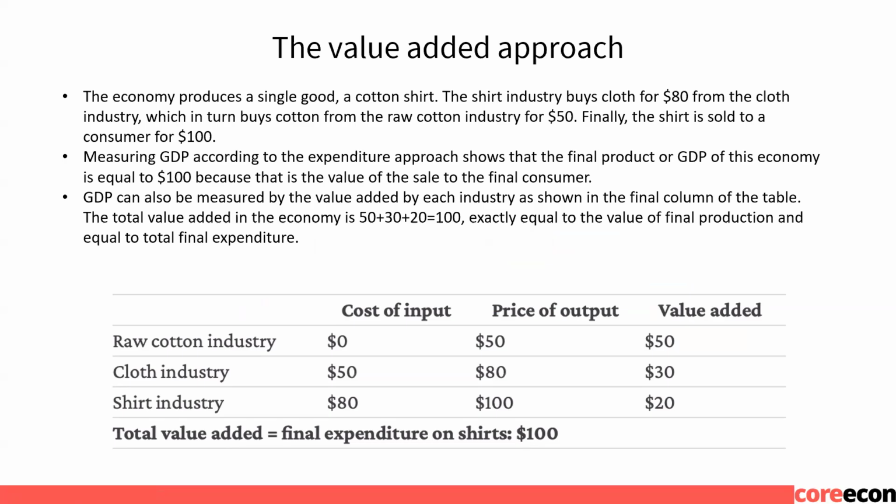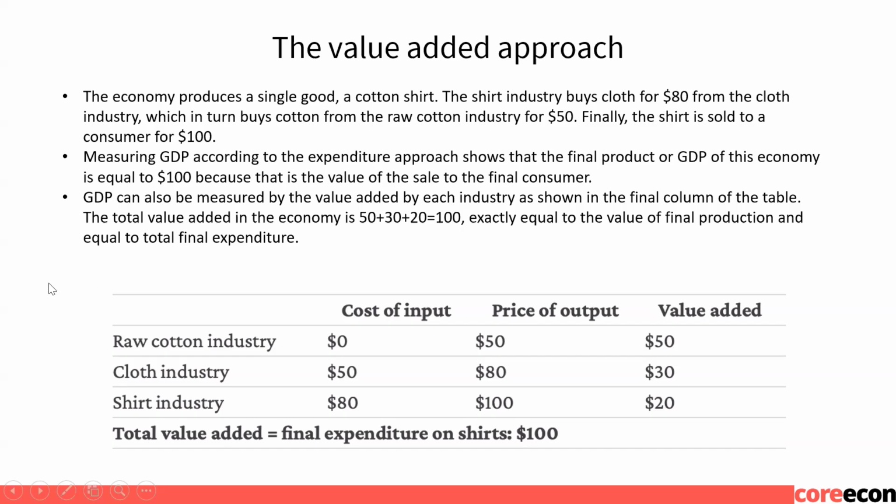Now, let's start with the value-added approach. This is going to be the production approach to identifying the total income in an economy. And the economy in this example is going to be producing a single good, a cotton shirt. And the shirt industry buys cloth for $80 from the cloth industry, which in turn buys cotton from the raw cotton industry for $50. So finally, the shirt is sold for $100. So the cotton shirt is $100. The raw cotton was $50, and that's turned into cloth, and that was $80, right?